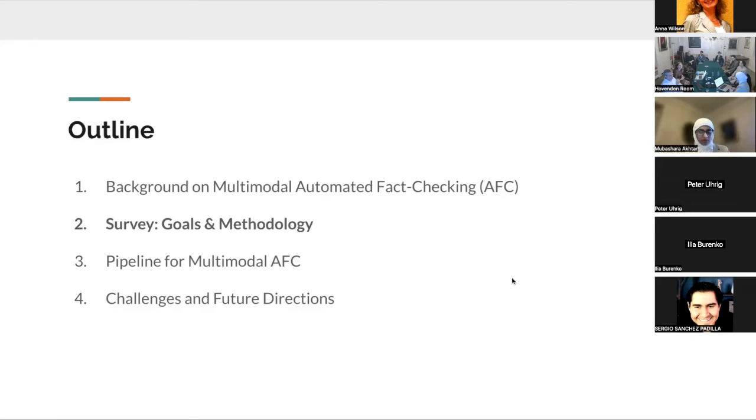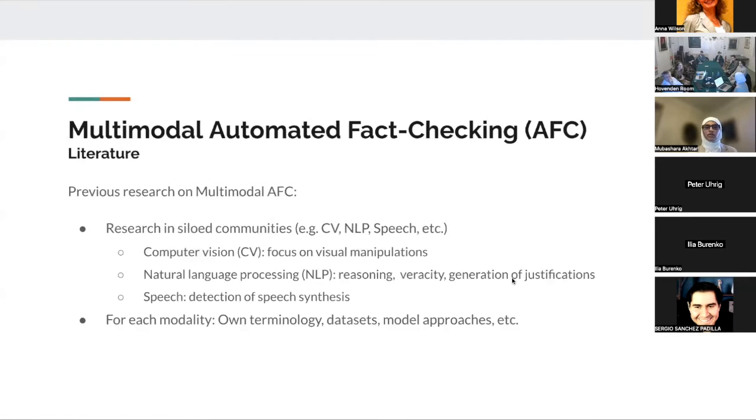Let me now get right away, if there are no questions at this point, to our survey and start with the goals and methodology of our work. So there is previous work on multimodal automated fact-checking across different communities, such as the computer vision community, which is the machine learning or AI community that deals specifically with visual data, such as images or video, and has been working on manipulation detection, for example. The NLP community, which is my background, which deals more with language data in a written form usually, has mostly been concentrating on verifying textual claims. And for example, the speech community has been working on manipulated speech synthesis and trying to detect it. So each of these communities has its own terminology, data sets, models, and approaches to address actually a very related and similar problem.